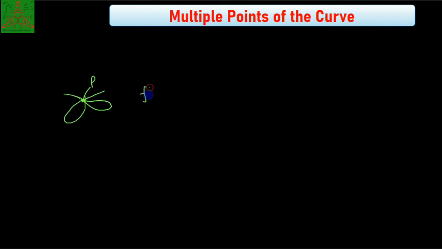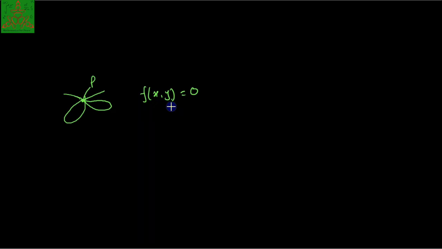So if f of xy is a curve in R2, and you want to say this point P is a multiple point of this curve, then more than one branch of the curve must pass through this point P. Now after the multiple point, we have the definition of the double point. A double point means exactly two branches of the curve pass through that point. For example, this type of curve or this type.